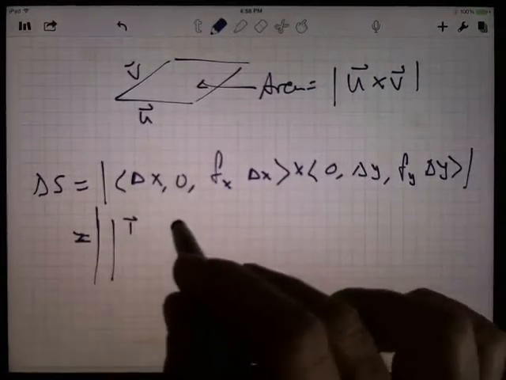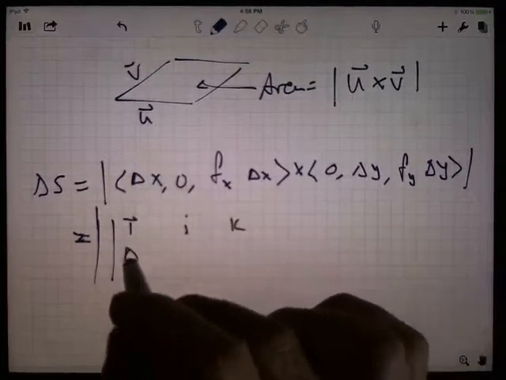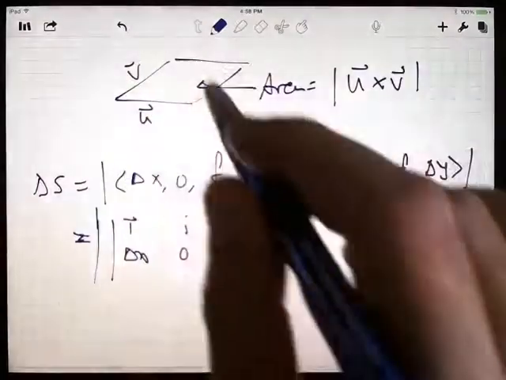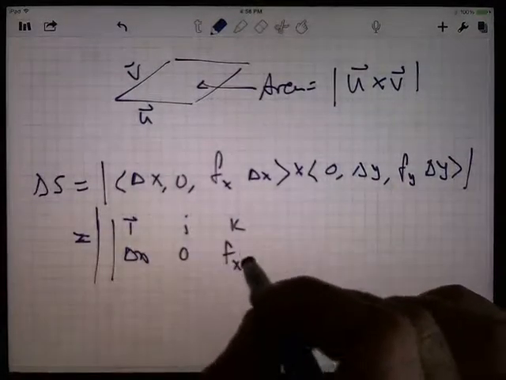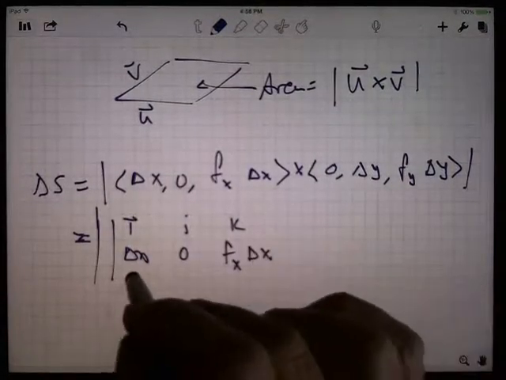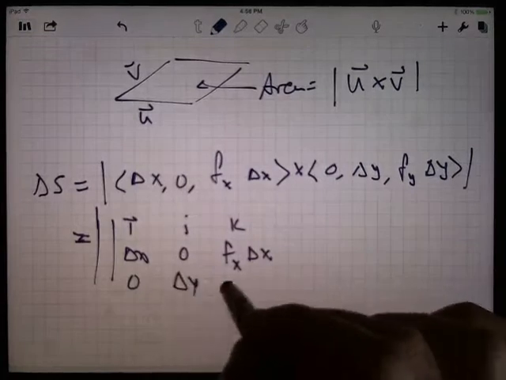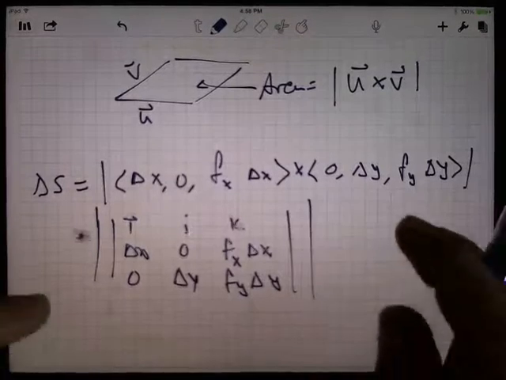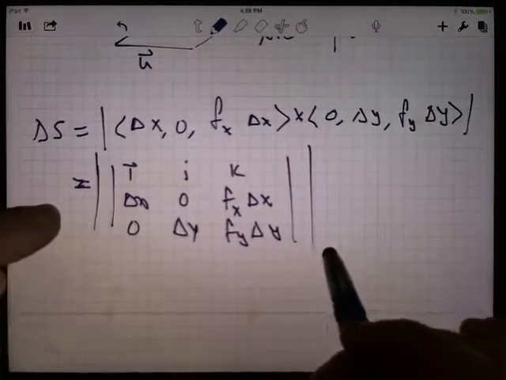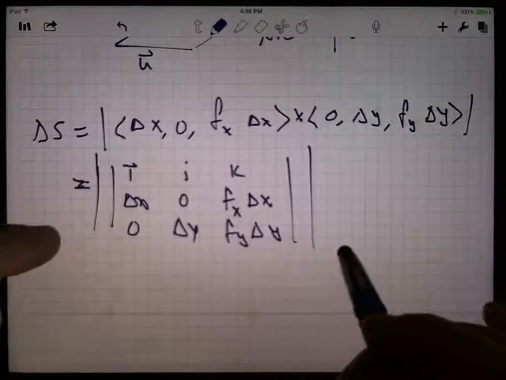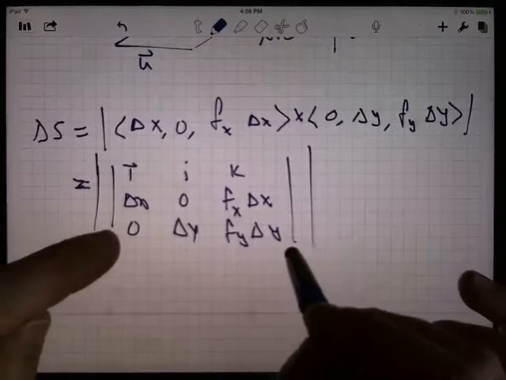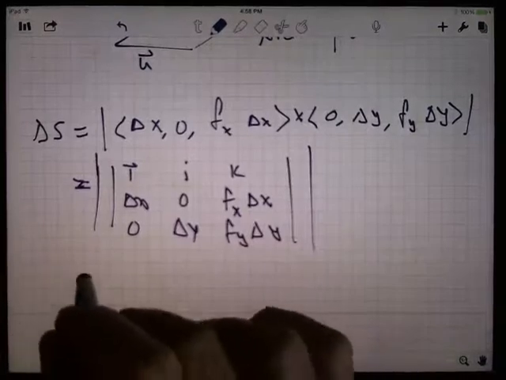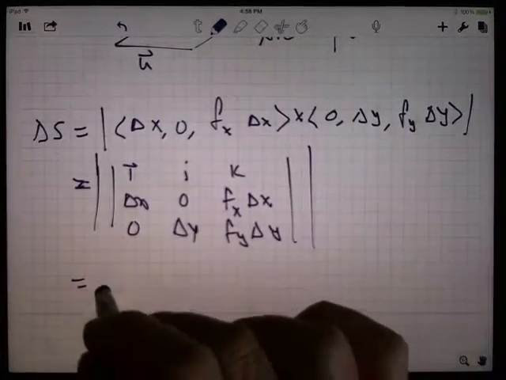determinant of vectors. So I've got i, j, k. The first one here, delta x, 0, partial of f with respect to x times delta x, and 0, delta y, and the partial with respect to y times delta y. Right? And so I'm taking the length of this cross product, right? So the inside absolute values is actually a determinant, and the outside absolute values is the length of the vector here. So what do I have?